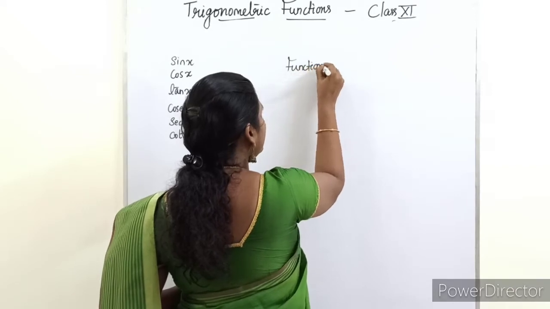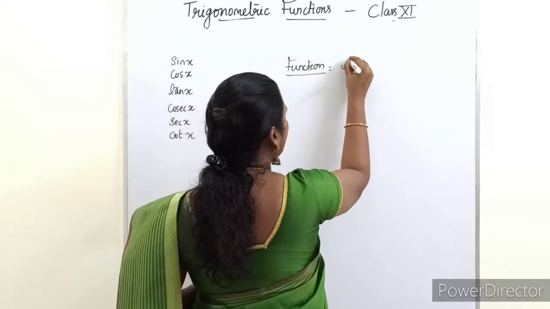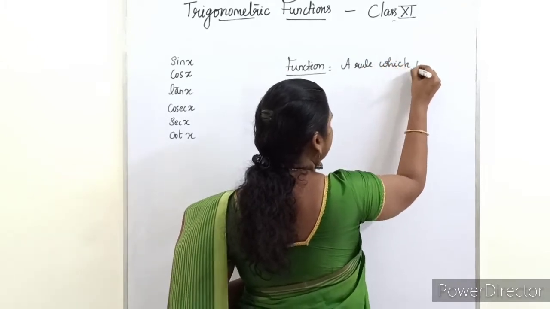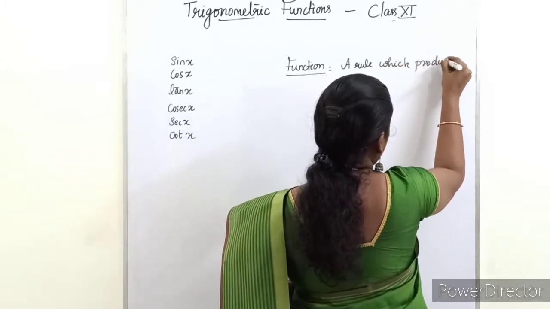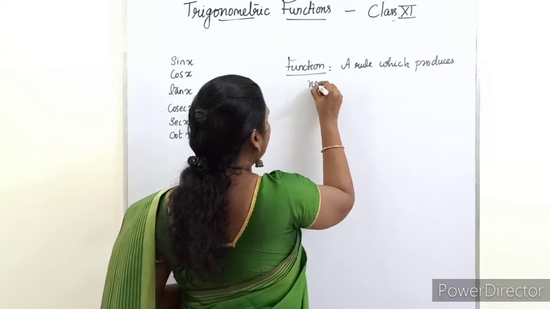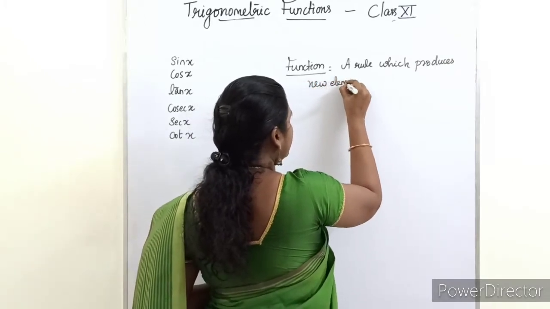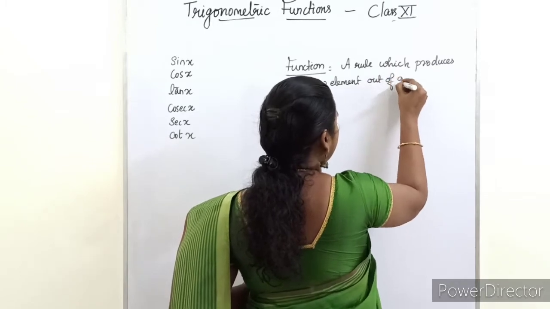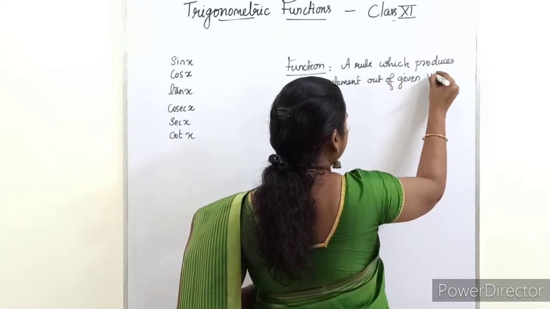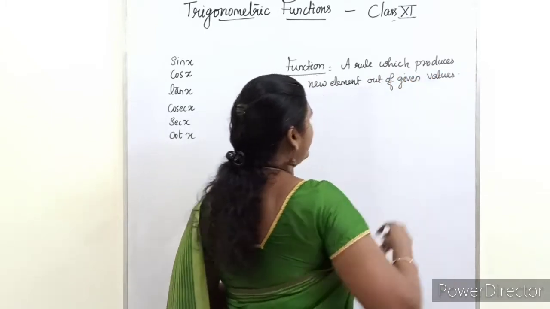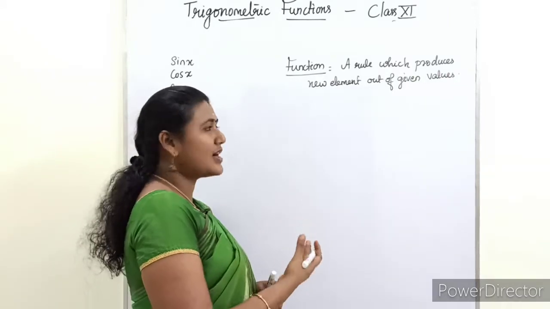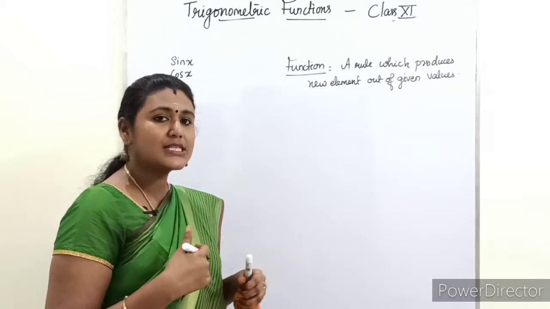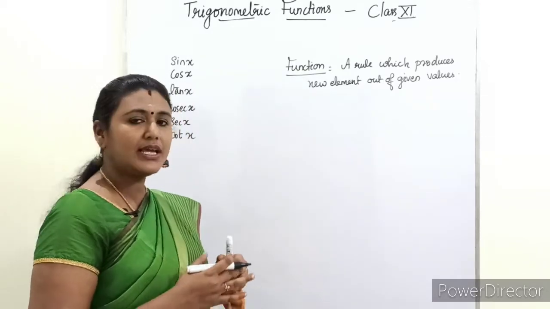A function is a rule which produces a new element out of given values. So this is the definition. We can say a function in this way also: it is a rule which produces a new element out of the given values.